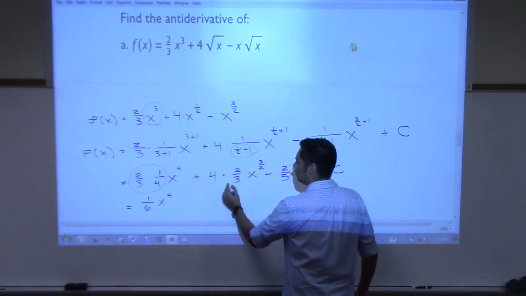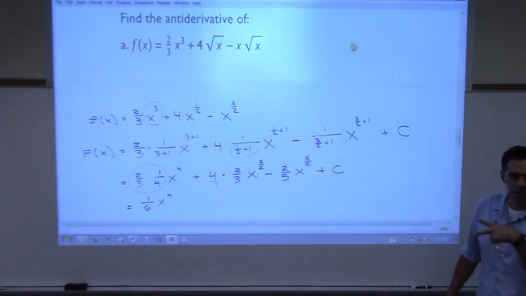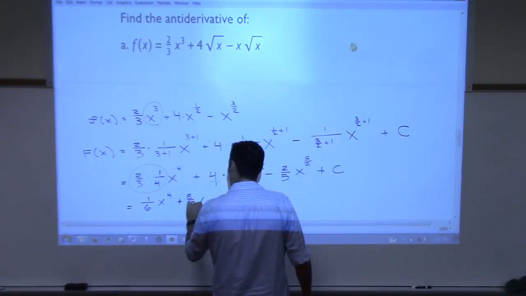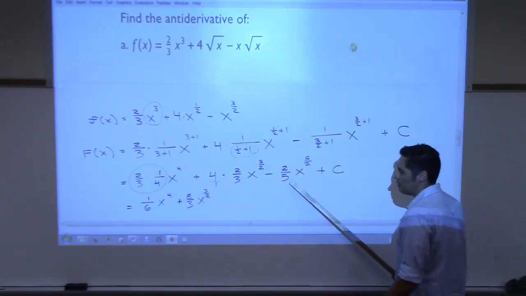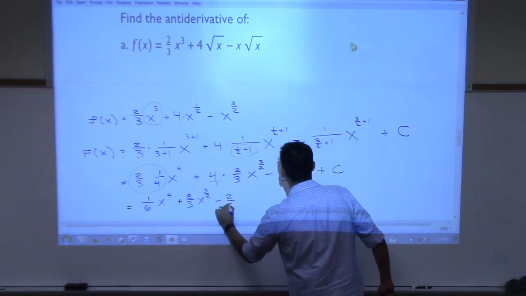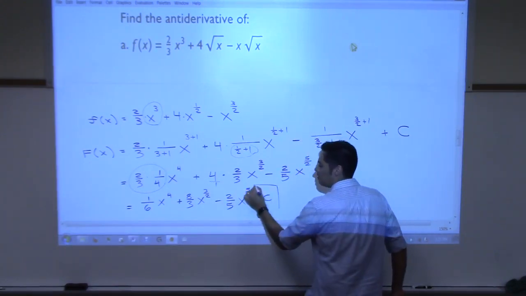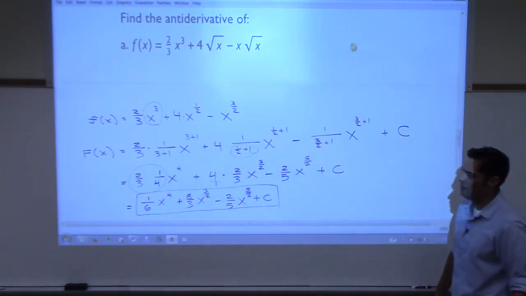How about this one? You could do that as 4/1. You multiply 8/3 straight across. So plus 8/3 x to the 3/2. This one we don't have to do anything with. Plus c. And that's it. There's nothing else to do.